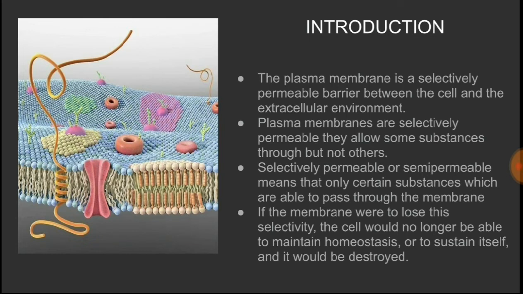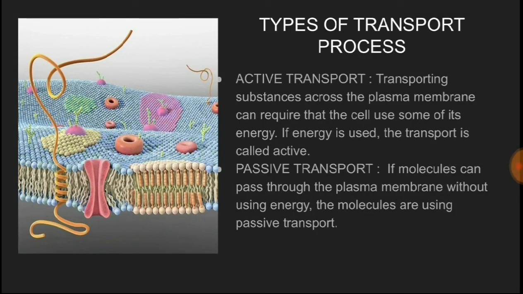Then, moving on, there are different types of transport processes that happen inside a cell. Transport processes can be divided mainly into two types based upon the energy that is required to transport across the cell membrane. One is active transport and the other is passive transport. So what is active transport? It is the transporting of substances across the plasma membrane that requires energy to transport these substances. So that is called active transport.